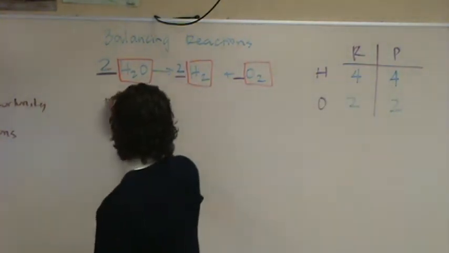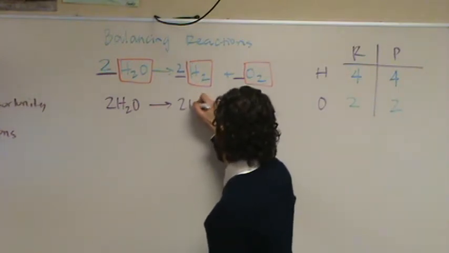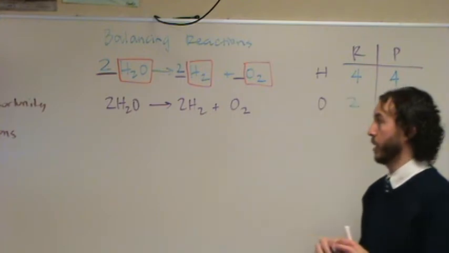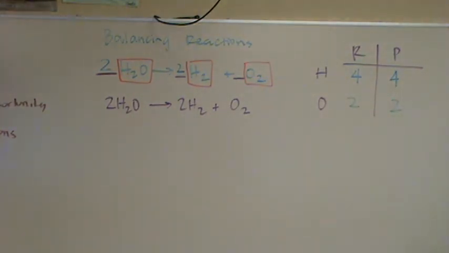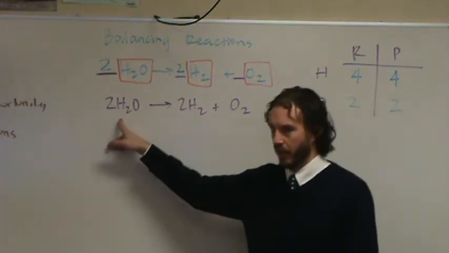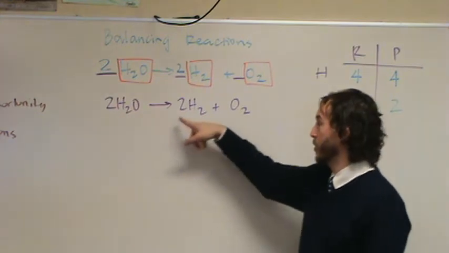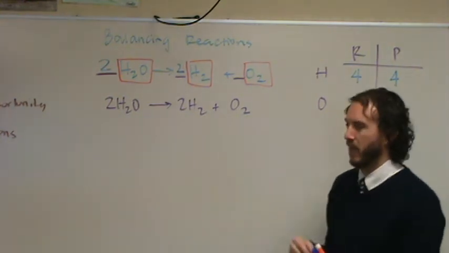I'll rewrite it here so you can see it. 2 H2O's decomposes to make 2 hydrogen gases and 1 oxygen molecule. Now it correctly reflects on a molecular and a molar level what's going on with this reaction. This is literally what happens: 2 water molecules will decompose to make 2 hydrogen molecules and 1 oxygen. If there's no number in front, it means 1.